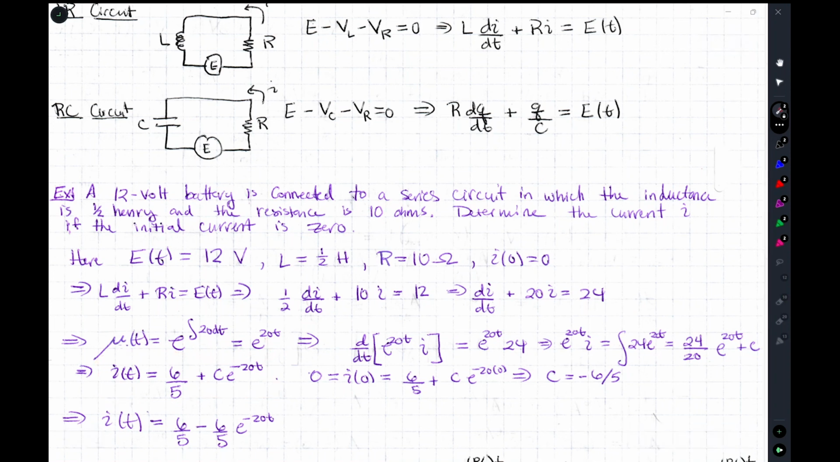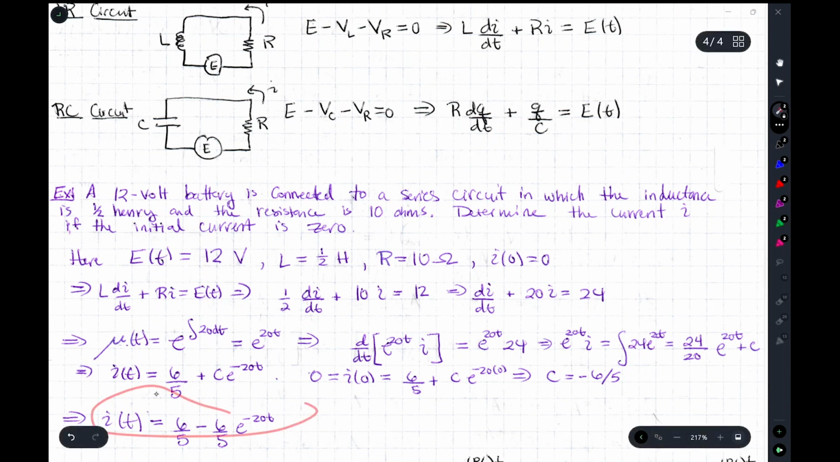How do you fix C? You fix C by the initial conditions, which is that the current is 0 at t equals 0. Two pieces of information. One is given in the word problem, the other by plugging in t equals 0 into our general form. We solve for C, and we get negative 6/5. And so now we have our current.